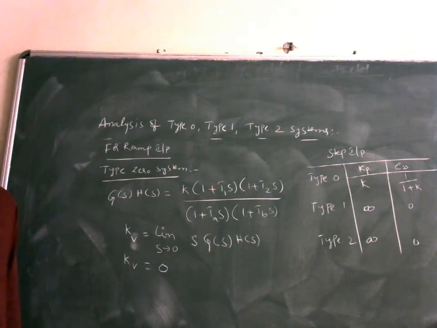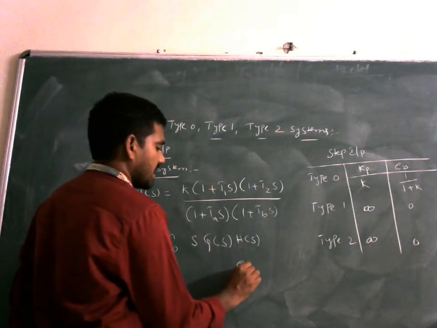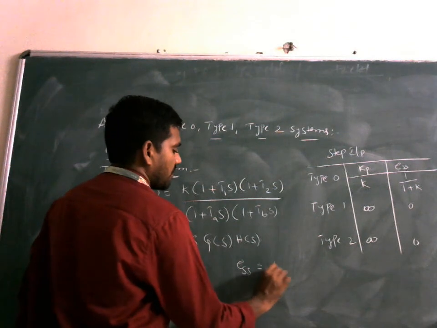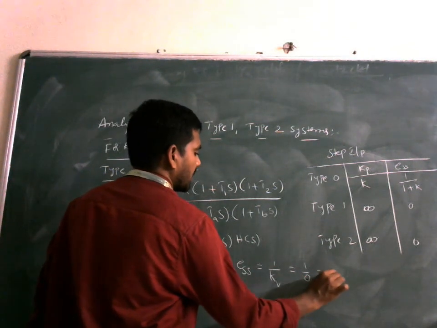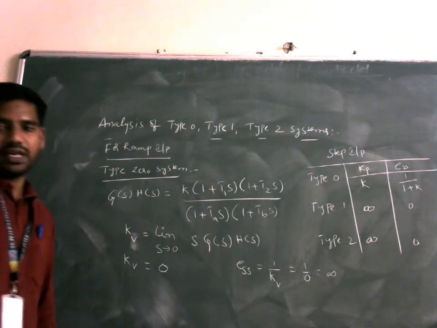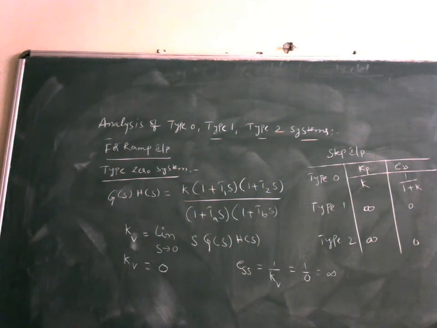Now what is the steady state error? We know that steady state error ESS is equal to 1 by Kv. 1 divided by 0, how much are you going to get? Infinity. This is the type 0 system.